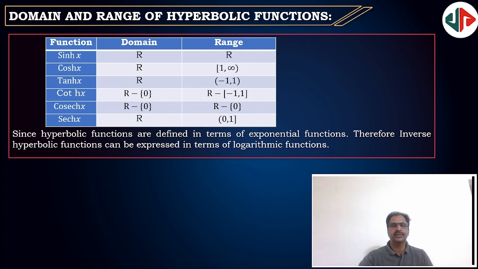Secant hx domain is R. Range is 0 comma 1, excluding 0 and including 1. So these are the domains and ranges of the given hyperbolic functions.